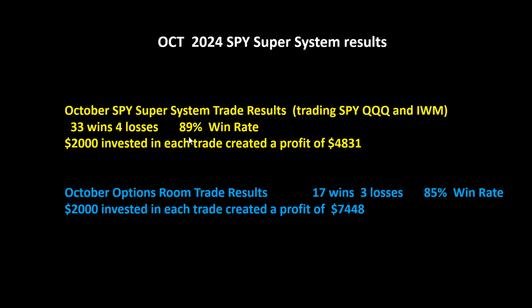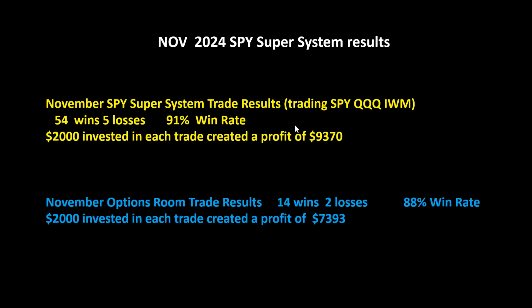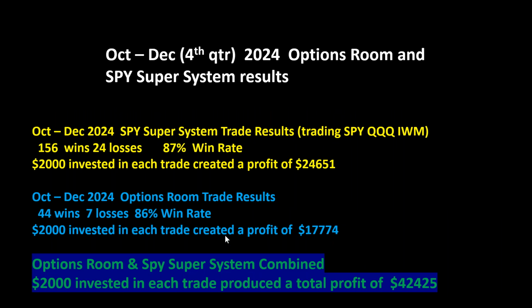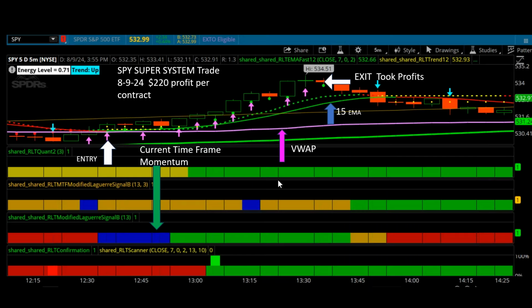So here's the room and the SPY Super System for November, and the room and the SPY Super System for December. A lot of trades in December. There weren't an awful lot of trades in the room, but a lot of intraday trades. That was a pretty good quarter for both of these, October through December: 24K in the SPY Super System, 17K in the room. I'm not trying to just brag about this. I want you to understand that when you've got the right software and the right methodology, you can get really good results.